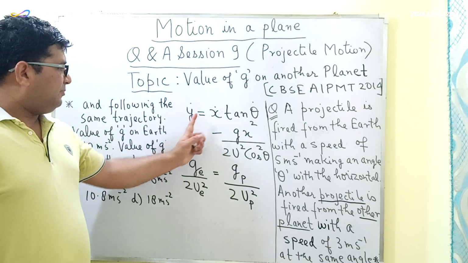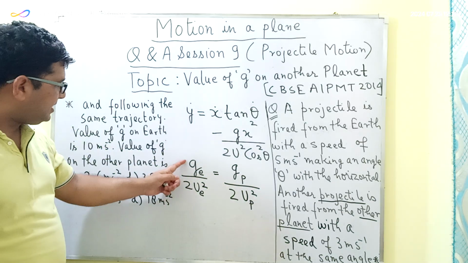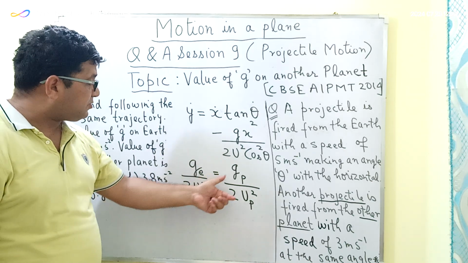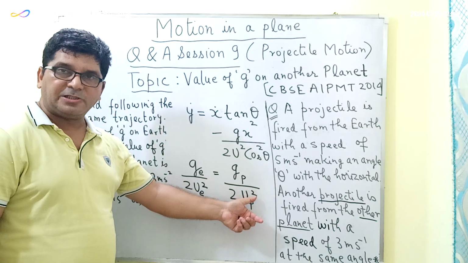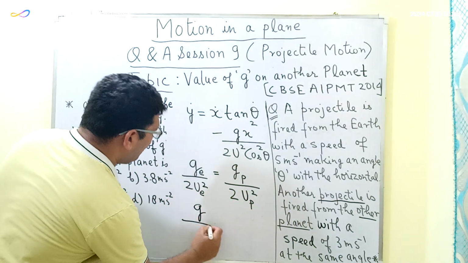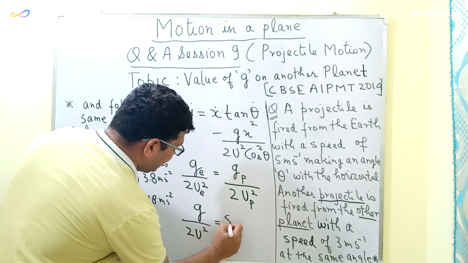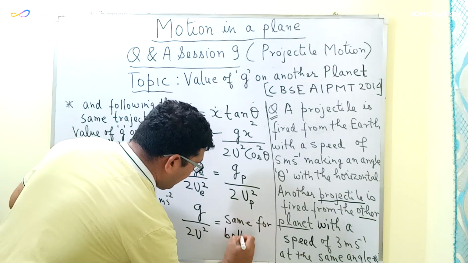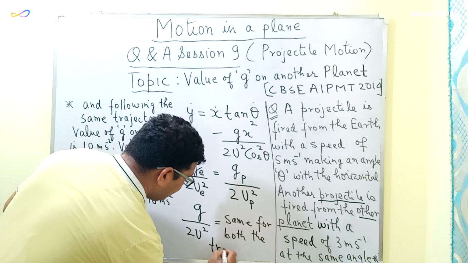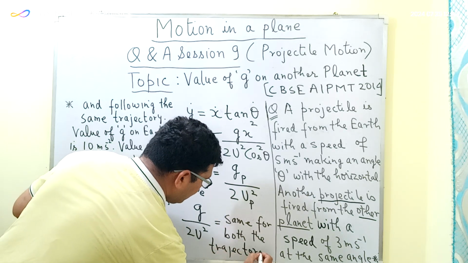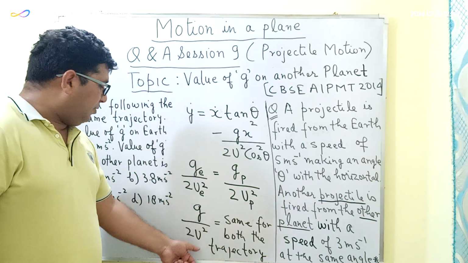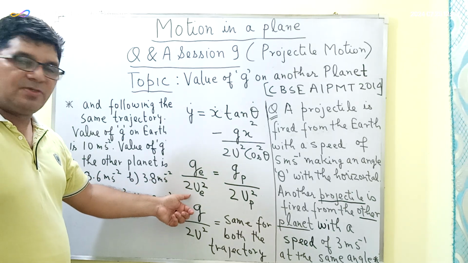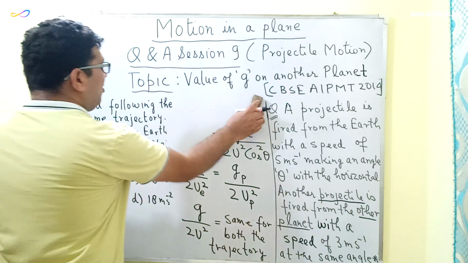So if the trajectories of both these two projectiles are the same, then ge upon 2ue square should be equal to gp upon 2up square, because g upon 2u square has to be the same for both the trajectories. Okay, since it has to be the same for both the trajectories, I will be using this equation in order to find the value of the acceleration due to gravity on the other planet.